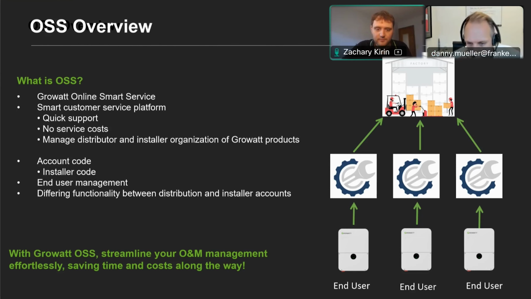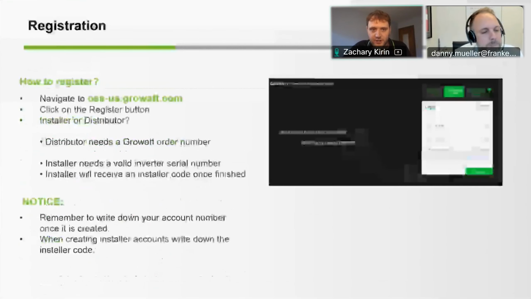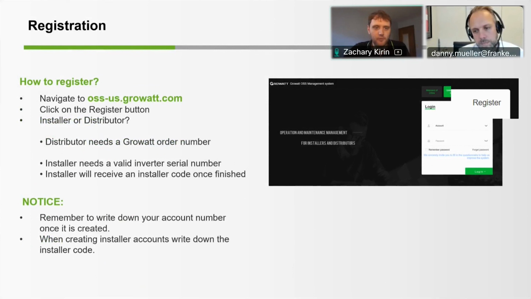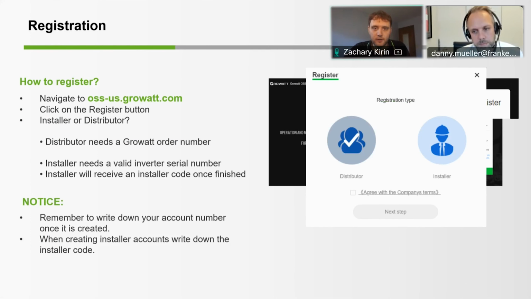Excellent. So we'll start out with the registration process. It's really simple. The first part is to navigate to ossus.growatt.com, click on the registration button, and register as either an installer or a distributor. The distributor needs a Growatt order number. That is going to be Franken Solar. They will have access to the distribution portion. And then you as installers will contact Franken Solar, grab an installer number. They will grant you access to be underneath their account. And now the installer is going to receive an installer code once they are finished.